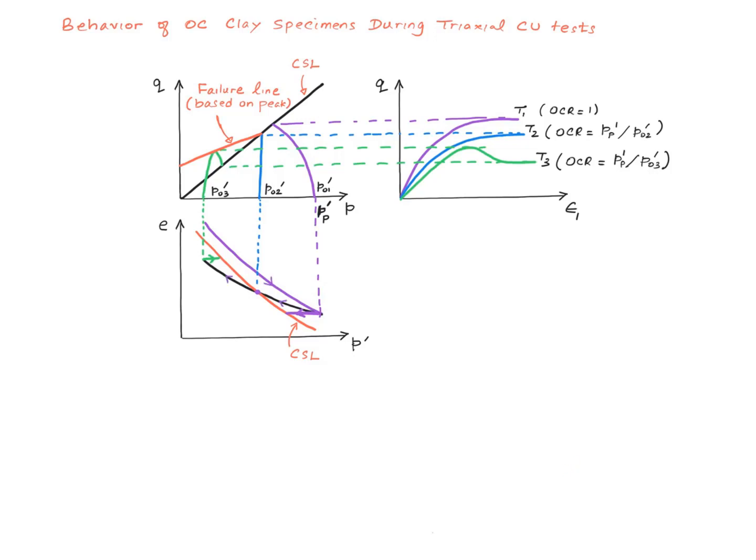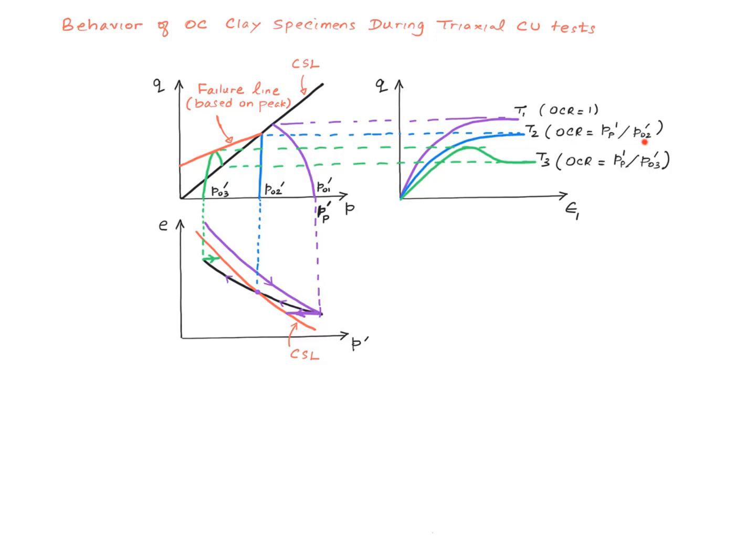Alright, test number 2. First I normally consolidated it along the virgin compression line up to this consolidation pressure, initial confining pressure, then allowed it to swell up to this point, and then sheared it from that point. So the initial confining pressure for test number 2 is p02 prime, but it's no longer a normally consolidated soil. It's been unloaded to this point, and therefore it is an overconsolidated soil. The overconsolidation ratio is this past consolidation pressure or pre-consolidation pressure pp prime divided by p02 prime.